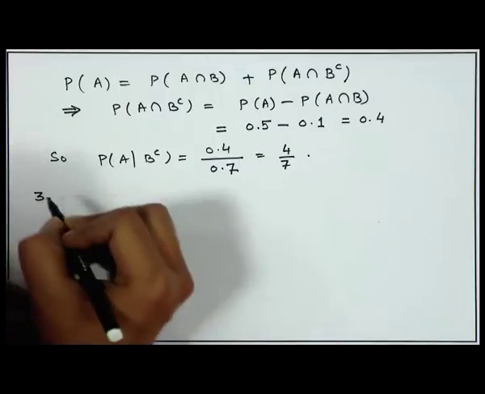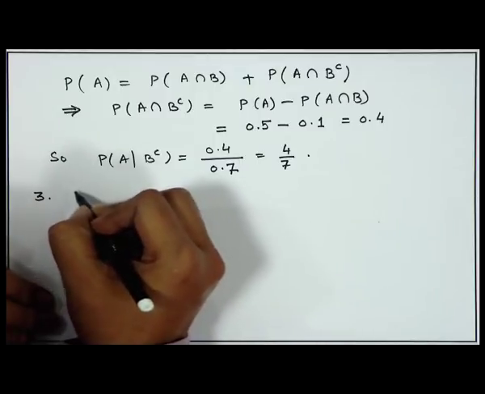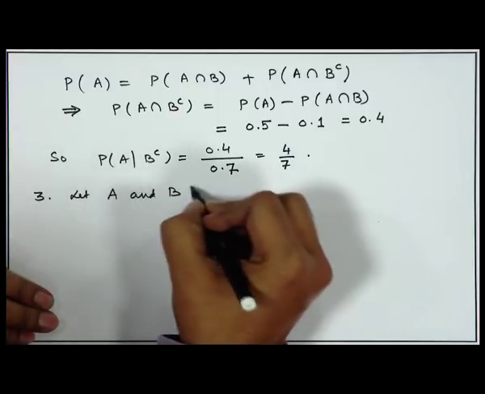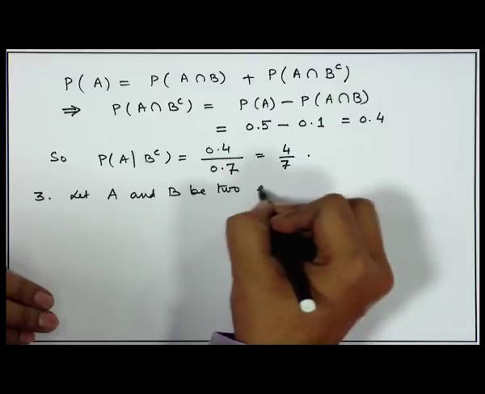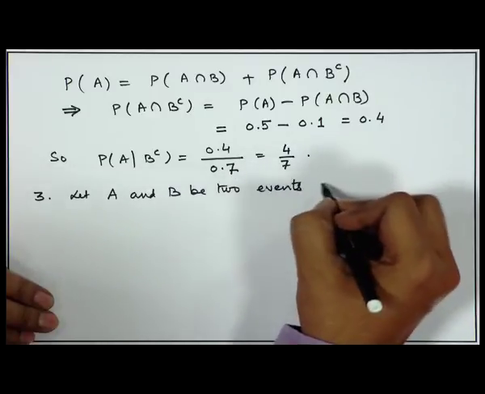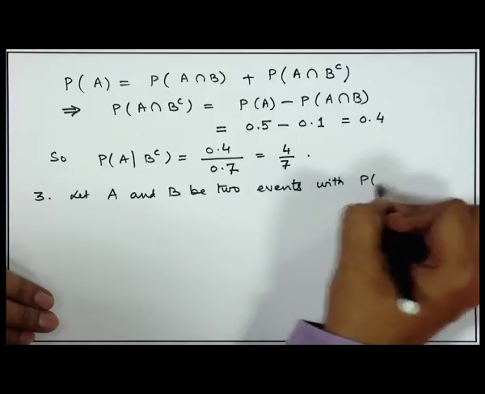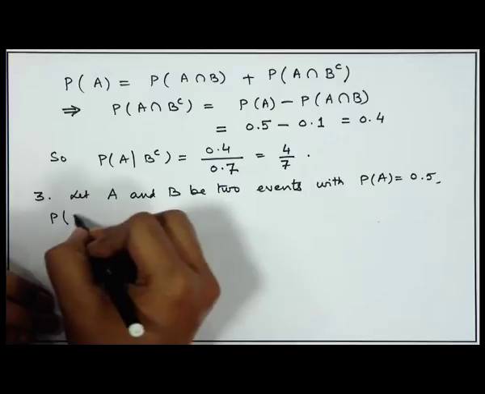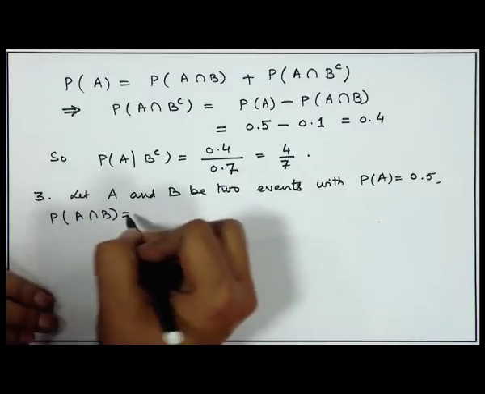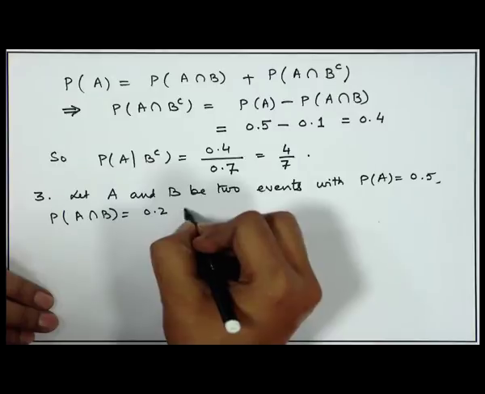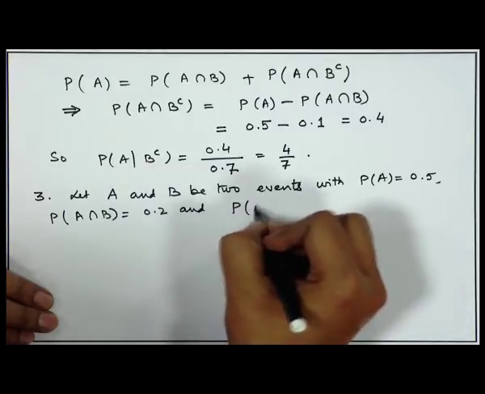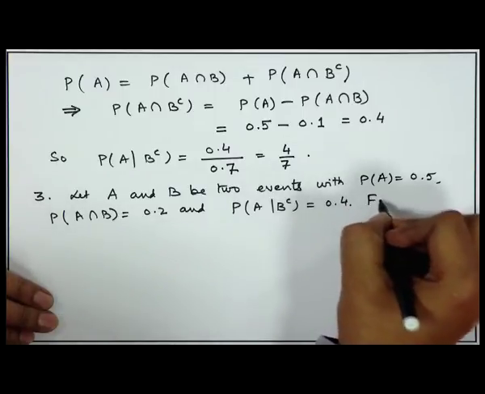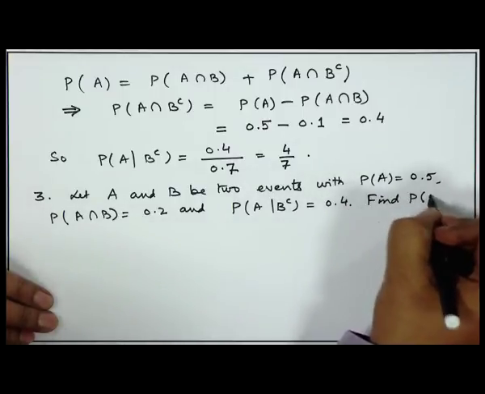Let us take one more example. Let A and B be two events with probability of A equal to 0.5, probability of A intersection B equal to 0.2 and probability of A given B complement equal to 0.4. We want to find the probability of B.